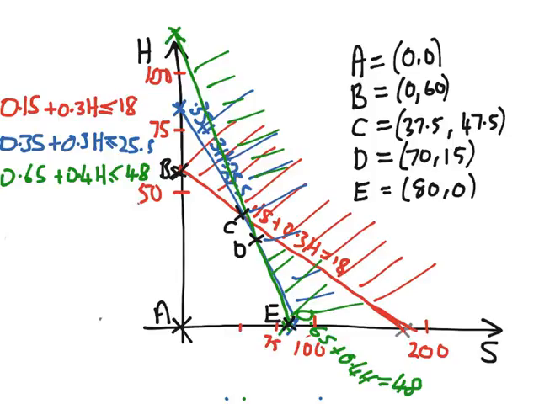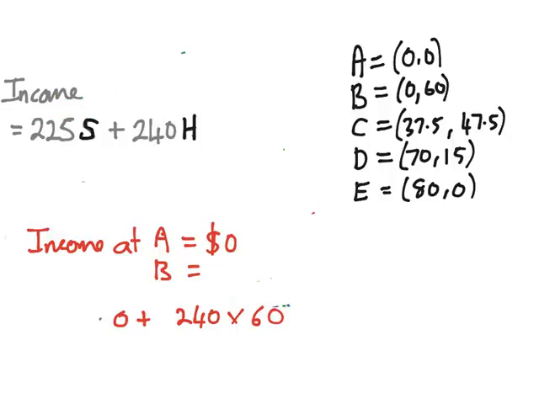Anywhere in that region, which I'm going to shade orange, will give us possible values and solutions, but the maximum for profit is going to be at one of the vertices. Now we need a profit equation. How much money will they get? Obviously at A, if they don't make any concrete, they won't get any money. At B, it is nothing for the standard, and it's all high strength, so they get 240 times 60.